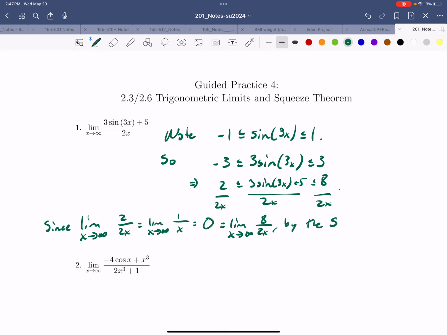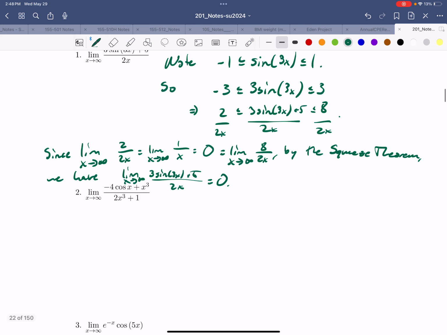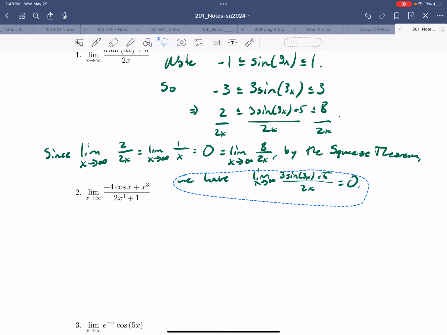by the squeeze theorem, we have that the limit as x approaches infinity of this lovely thing right here equals 0 as well. Okay. And maybe I'll move this over. I don't want to look it up with the next problem. There you go.